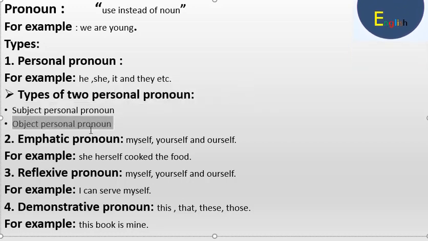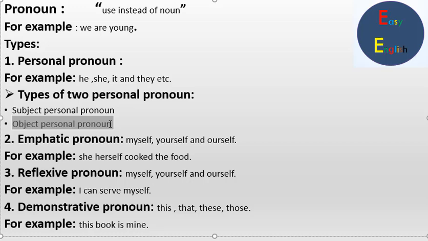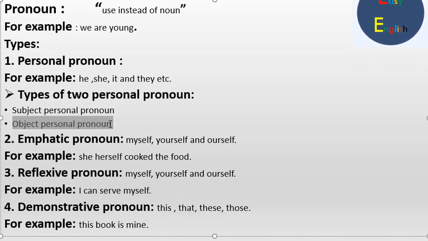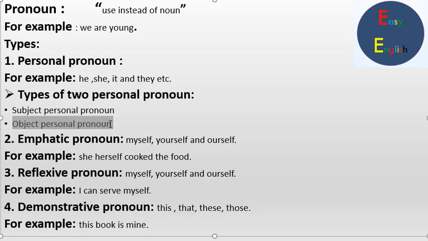Second one is object personal pronoun. What is meant by object personal pronoun? Here the pronoun acts as the object of the sentence or object of the verb. So here it plays the role of object personal pronoun.